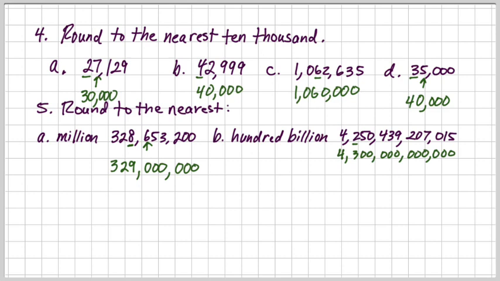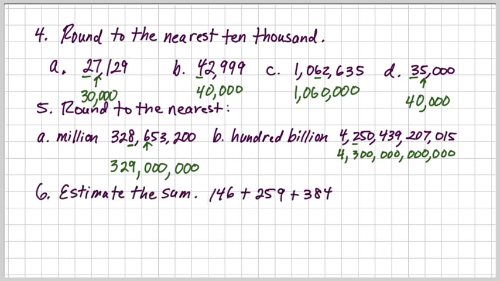We have one more problem. Estimate the sum. First of all, we're doing an estimate, and sum just means we're adding numbers. So how would we estimate this? There's really not just one answer. We could round each of these numbers to the nearest 10, or to the nearest 100. It really depends on the situation and how accurate you want to be, but we tend to estimate when we want to keep our arithmetic real simple.